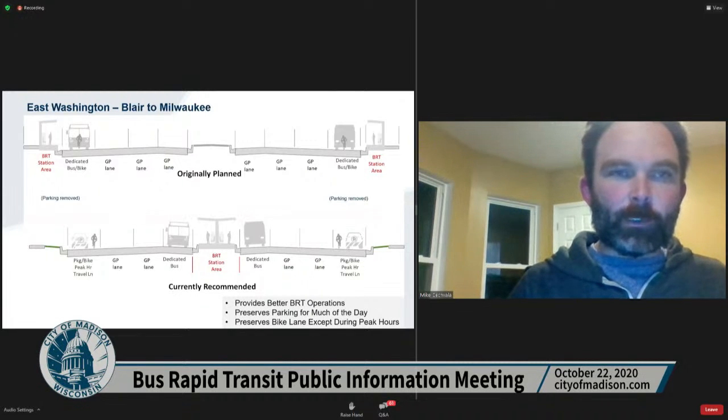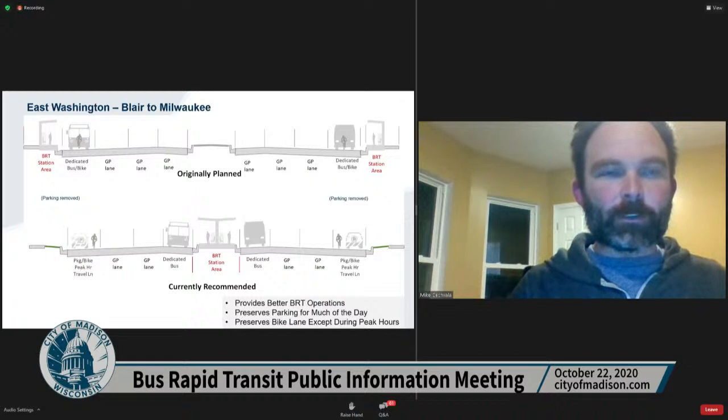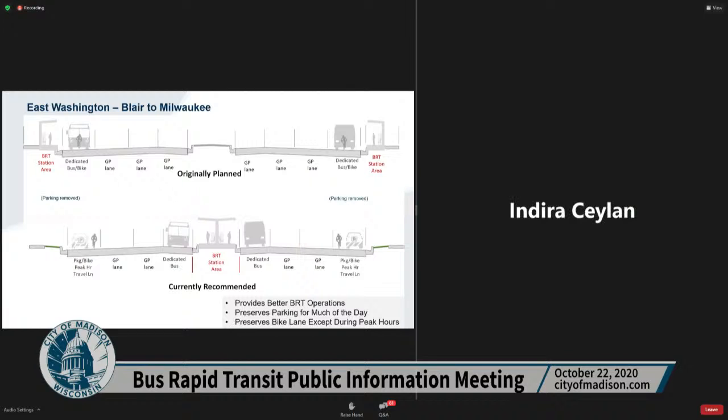So the other thing that we are looking into is if there are any connectivity issues and improvements that we could make on parallel corridors like Mifflin Street or the Isthmus shared use path, so that we can make those alternate routes better. All right, that's great to hear that you're thinking about improving the alternate routes.